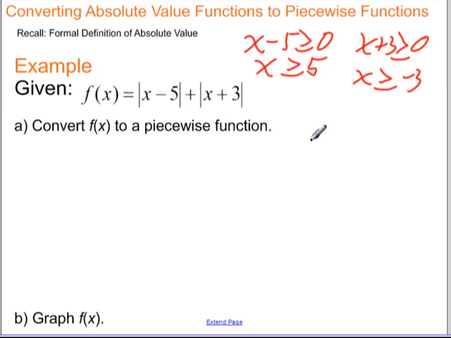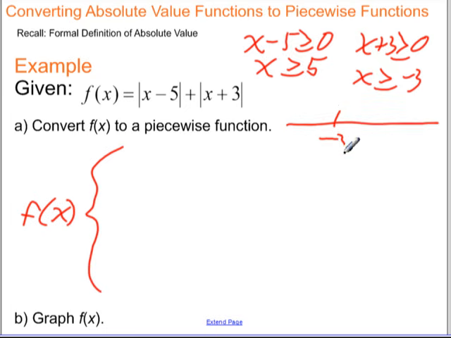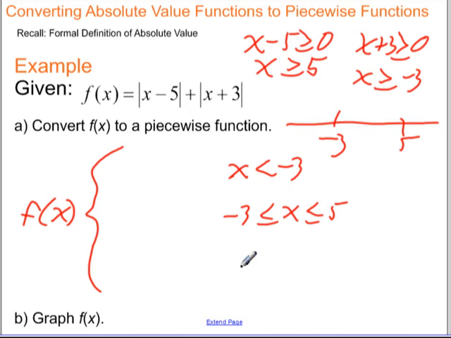So there's really three regions here. I'm going to start to build my piecewise function based on these ranges. There's stuff happening down here below negative 3, so there's something happening when x is less than negative 3. There's stuff happening between negative 3 and 5, so when negative 3 is less than or equal to x less than or equal to 5, there's something happening. And then when x is greater than 5, something is happening. Okay, so let's see what that something is.